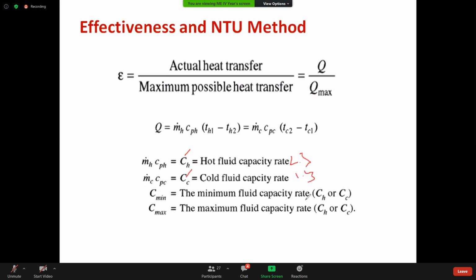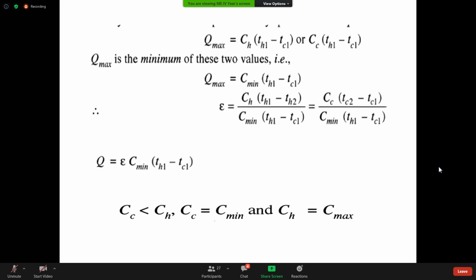2.3 and 1.3. 1.3 is less than this. So this is the minimum, C minimum. Obviously the other one is C max. We have to compare those two. Right. So here the effectiveness is the actual heat transfer to the maximum heat transfer. See, I write the next equation. So Q maximum is equal to CH into TH1 minus TC1, or CC into TH1 minus TC1.